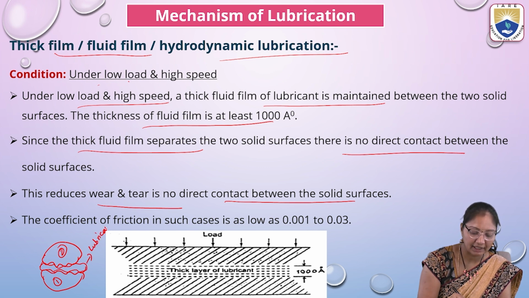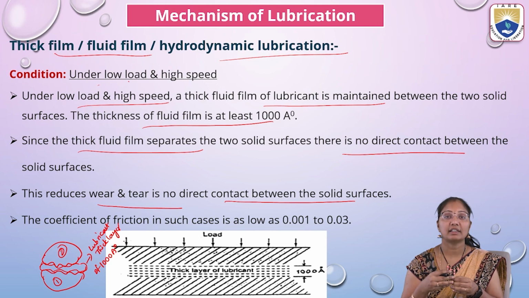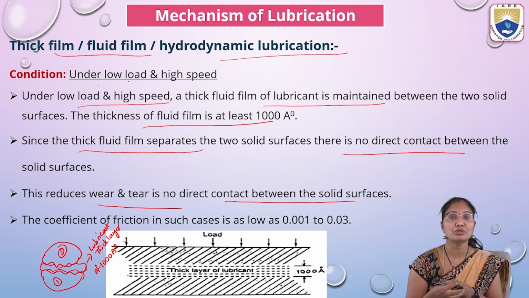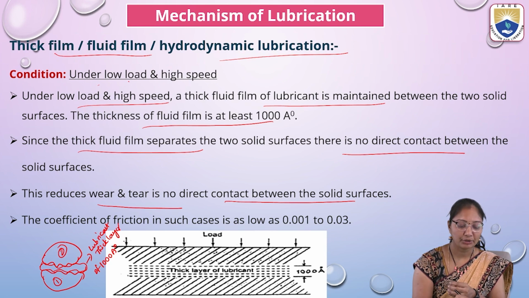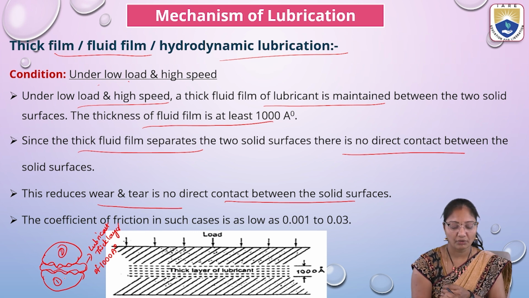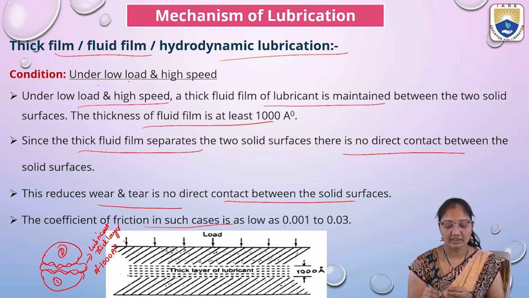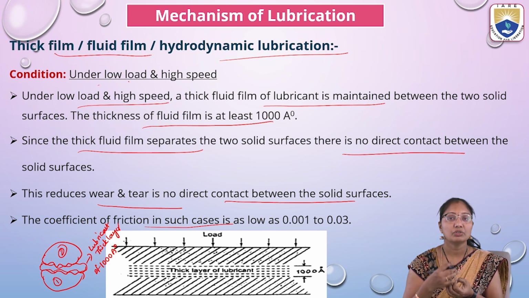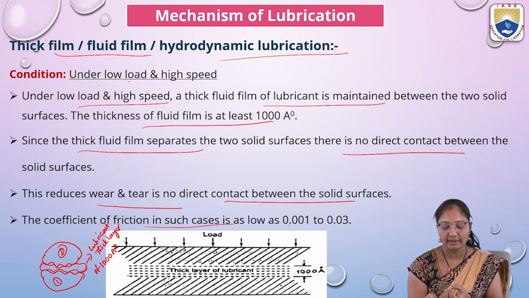So, this is a thick layer of 1000 Angstroms. Being a thick layer, there is no direct contact between these two surfaces. So the coefficient of friction in such cases is very low. Friction happens only if the surfaces come in contact. So the coefficient of friction between these two surfaces is very, very low, 0.01 to 0.03.